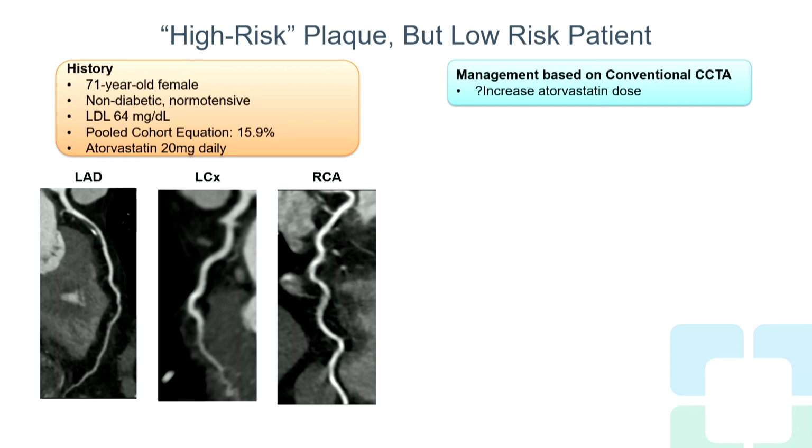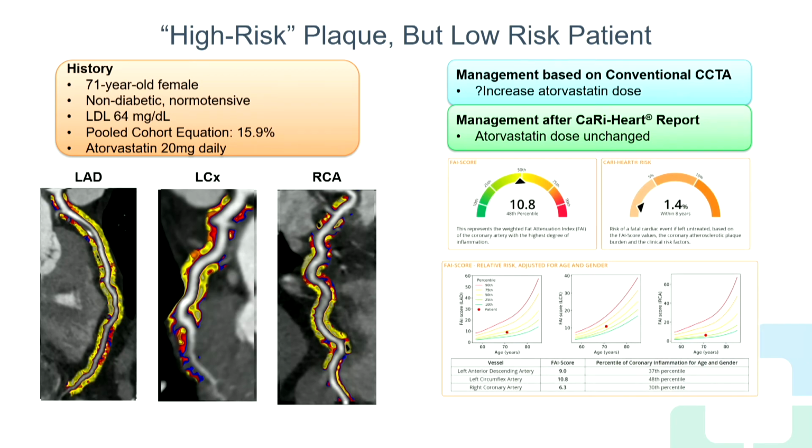So based on conventional management strategies, what would you do? If there's not much for me to do, I would say let's increase the statin dose. This person, again, underwent Cari Heart assessment. The FAI score was 10.8, putting it in the 40th percentile, with Cari Heart risk at 1.4% at 8 years. Compare that to the first case that we talked about. They lie nicely within the lower spectrum of the risk percentiles. So in this person, the atorvastatin dose was left unchanged.